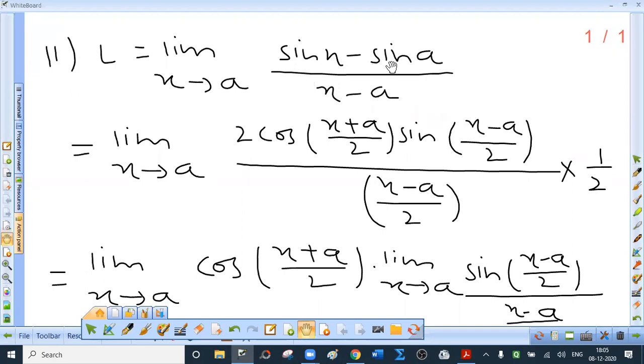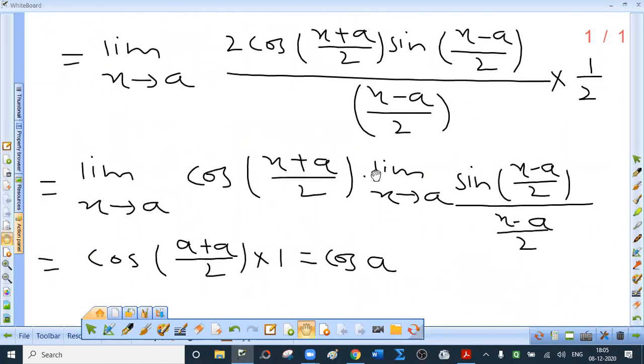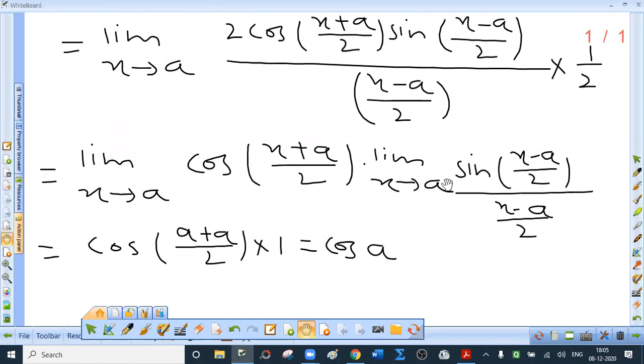What is sin x minus sin a? 2 cos of (x plus a) by 2 into sin of (x minus a) by 2. The angle must be fully repeated, so again 1 by 2. Now 2 into 1 by 2 is 1. Next step, limit of a product is the product of limits. Now to take the limit means to replace every x by its limiting value, which is a.